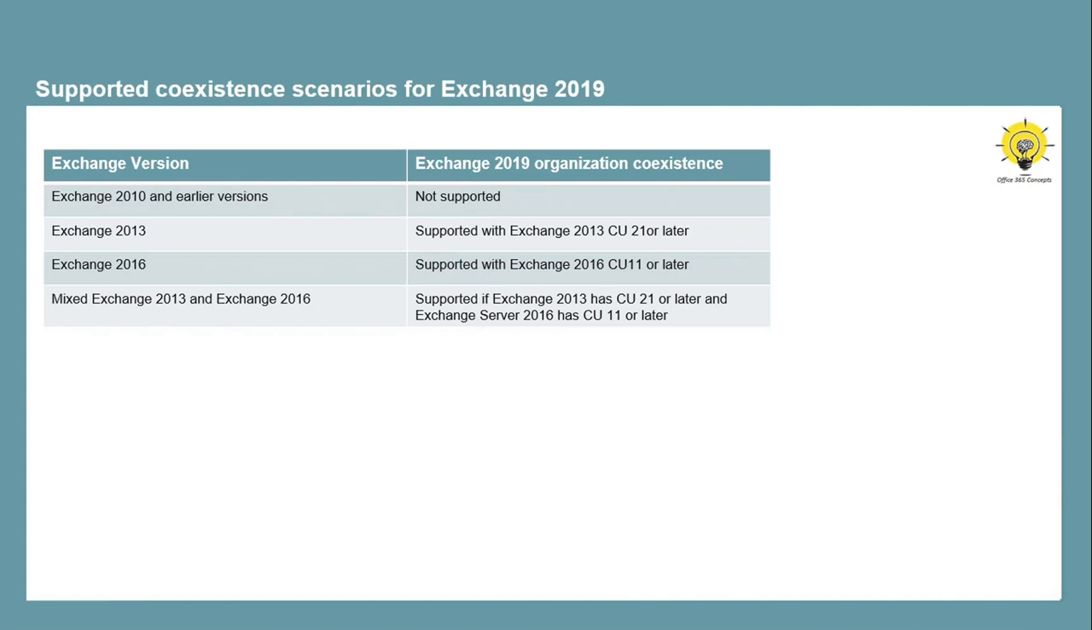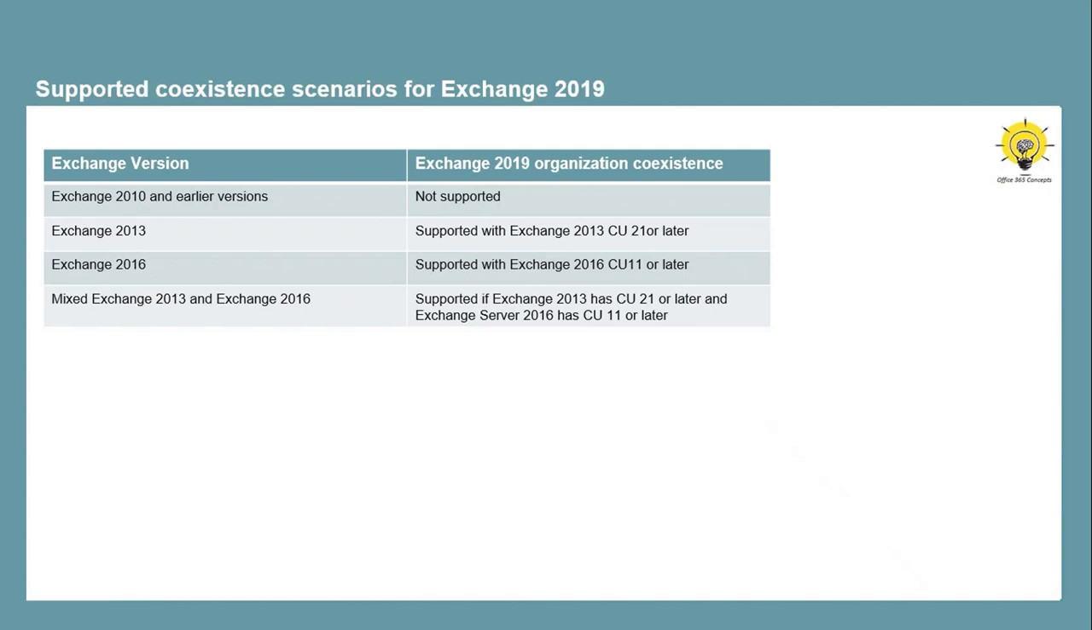Now let's talk about the coexistence scenarios that are supported in Exchange 2019. Coexistence means, let's say you have Exchange Server 2013 deployed in your organization and you want to move to Exchange Server 2016. So instead of upgrading the existing Exchange Server 2013 to 2016, you can simply move the mailboxes from Exchange 2013 to Exchange Server 2016. In a nutshell, coexistence is where a latest version of server can accept the data or the applications from a server that has a lower version.